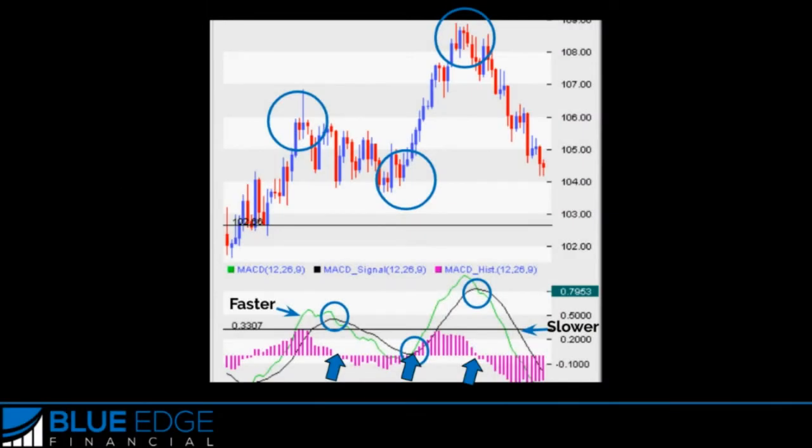The next indicator we're going to talk about is called MACD. MACD is an acronym for Moving Average Convergence Divergence. This tool is used to identify moving averages that are indicating a new trend, whether it's bullish or bearish.